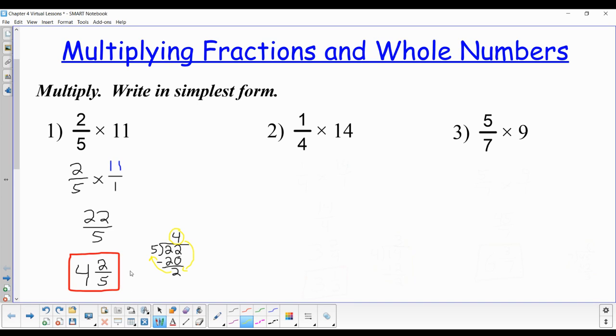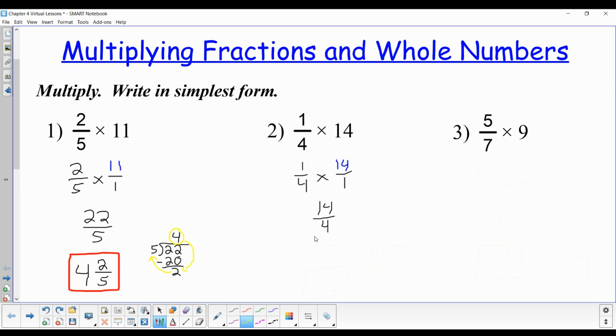So let's do another example. Again, the beginning starts very straightforward. Whatever the fraction part is, you copy it down. The multiplication sign, you copy it down. And you look at the whole number, and 14 would be 14 over 1. Once you have them both as fractions, you can then multiply. Multiply your numerators. 1 times 14 is 14. Multiply your denominators. 4 times 1 is 4.